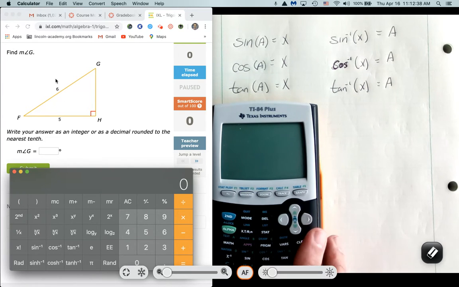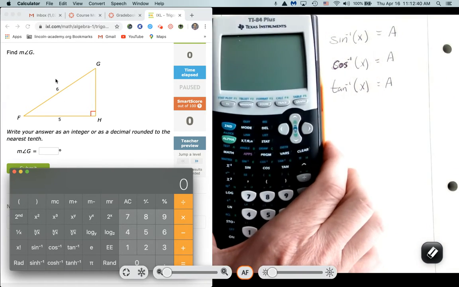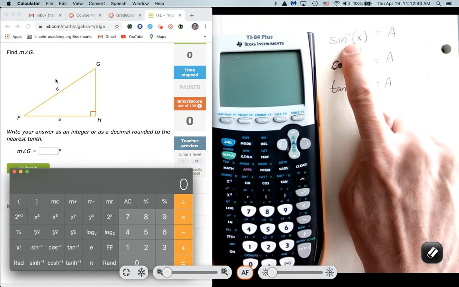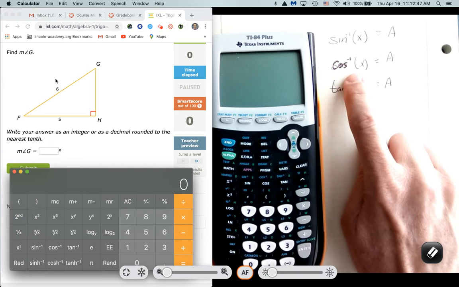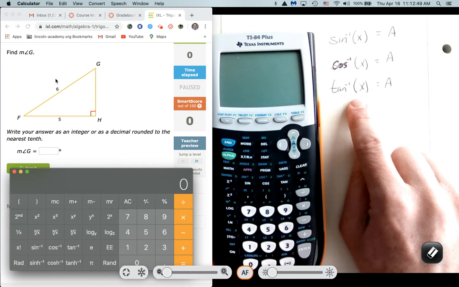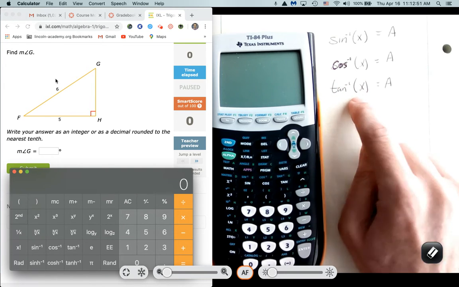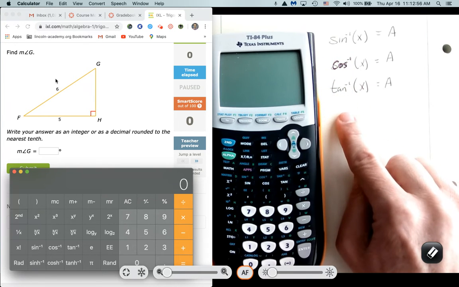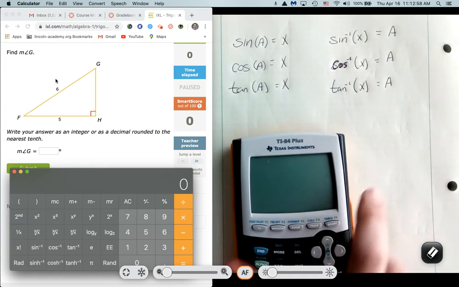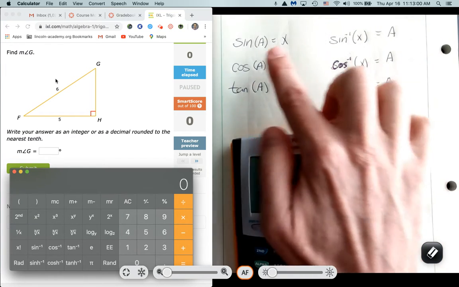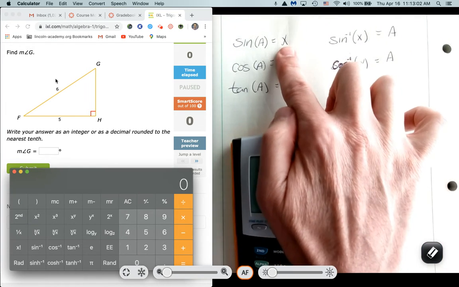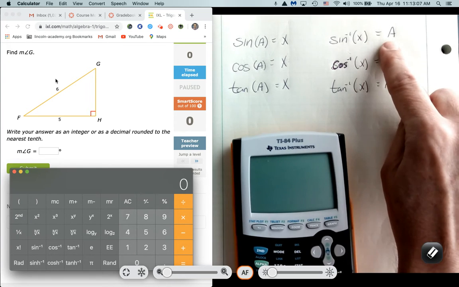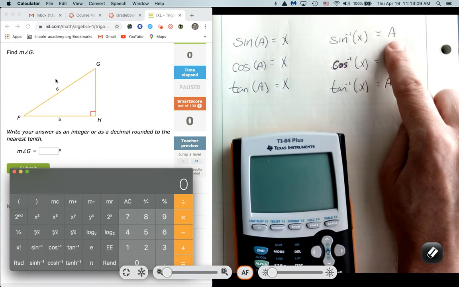Well, our calculators can do what's called the inverse. That's these ones over here that have the little -1 next to it or above it, kind of like an exponent. It's not an exponent though. It just means I'm doing the inverse sine, inverse cosine, or inverse tangent in order to find the angle. So taking the sine of an angle gives us a number, a ratio. Taking the inverse sine of that number or ratio will give us back out the angle measure.